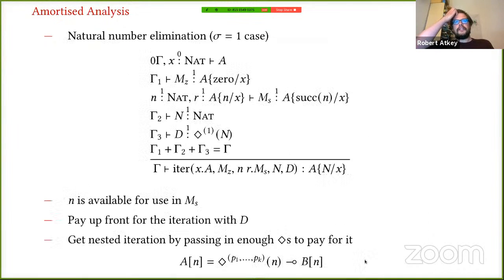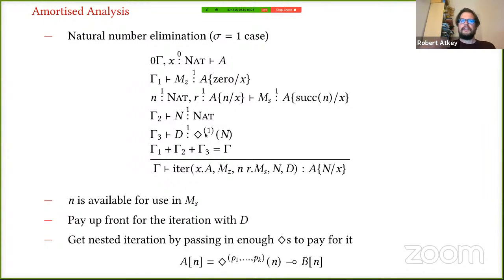And now for this system, where the explicit diamonds are accounted for, we have this eliminator. So for A depends on a natural number, we have to write the 0 case and the successor case. And to pay for it, we have to give as many diamonds as the size of the natural number we want to iterate on. So this is using the dependent types here. And then all the contexts have to add up. So basically, we have to pay for our iteration as we go. If we want to iterate over a natural number of size n, then we have to pay with n diamonds.